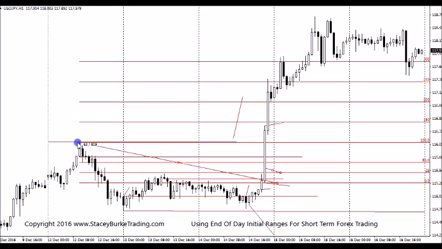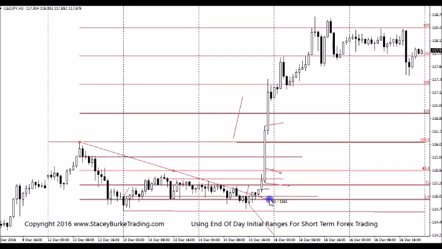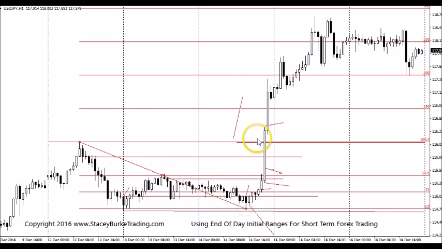So breakout traders would have definitely looked to take that range, project it up, and we can see that the market extended 2 3/4 its original breakout from the range of Monday, Tuesday, Wednesday.